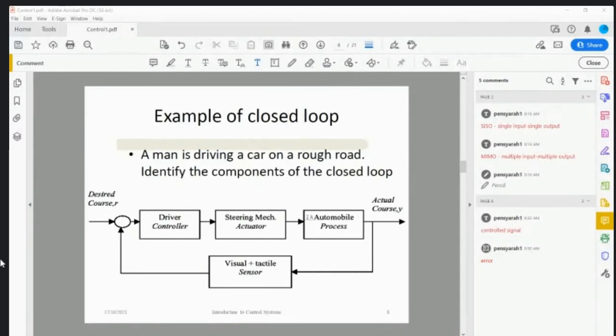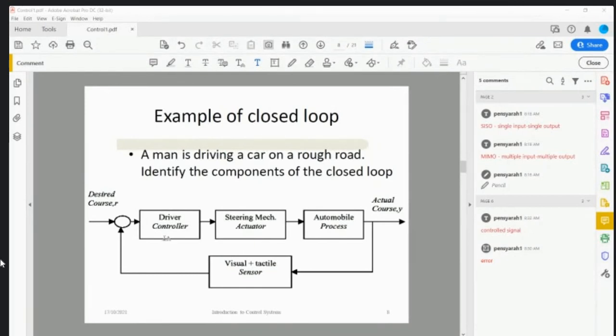By looking at this block diagram, we will understand the flow. The desired course is actually the road, for example a straight road. That is the desired course. Then the automobile will start and go forward. The driver will keep looking at the road to compare whether the car is actually following the road or not. That is the function of the driver here.